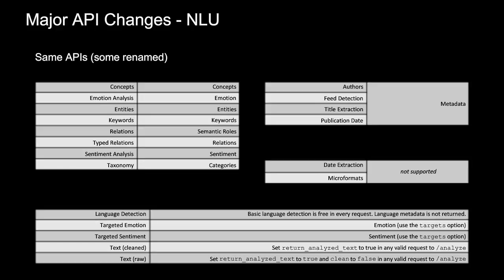So here's a high-level view of how the different APIs in Alchemy map to NLU. Concepts, emotions, entities, and keywords pretty much map one-to-one between NLU and Alchemy. As I mentioned earlier, relations in Alchemy maps to semantic roles in NLU, and type relations in Alchemy maps to relations in NLU. Sentiment analysis has been reworded to sentiment in NLU, and taxonomy is categories in NLU. We consolidated a bunch of Alchemy endpoints to one single feature in NLU called metadata. So authors, feed detection, title extraction, and publication date all map to metadata.